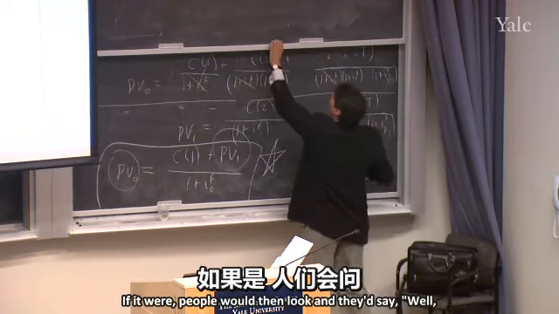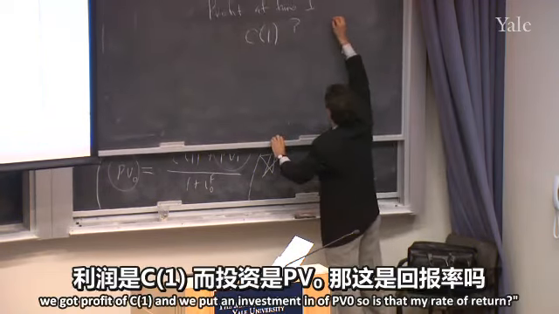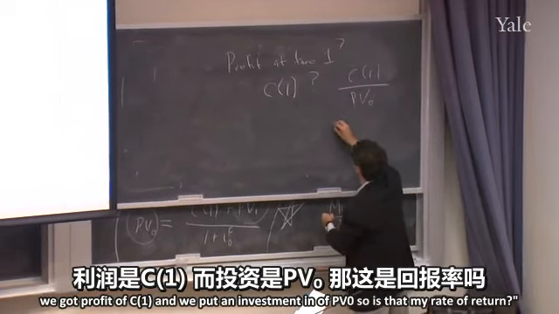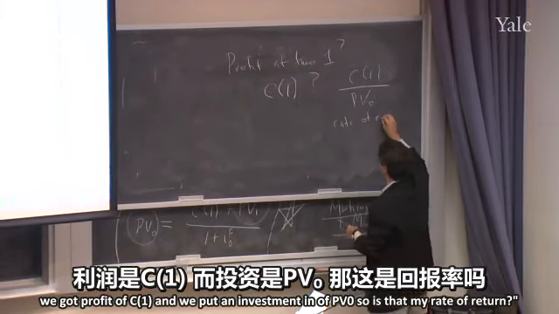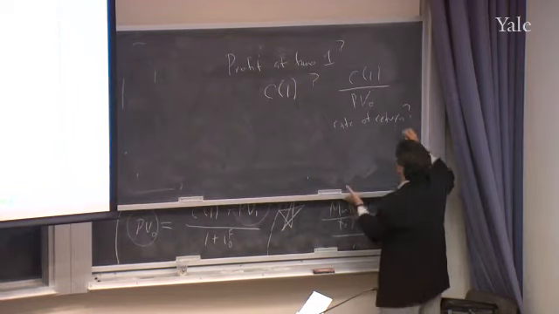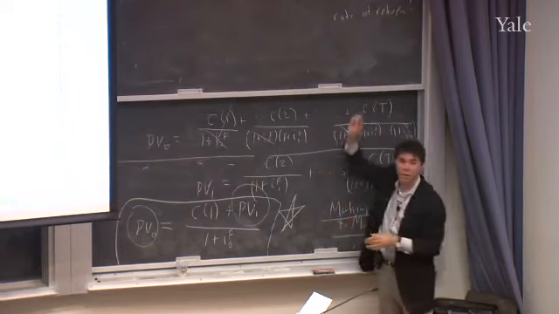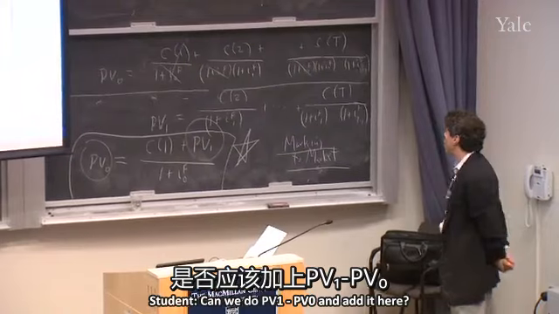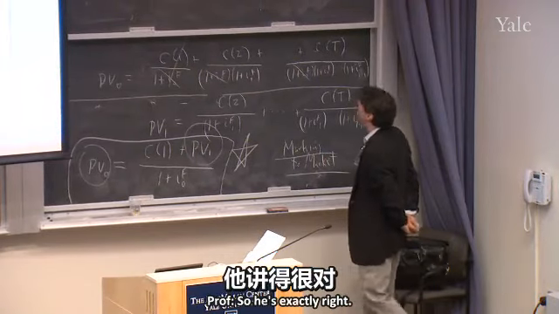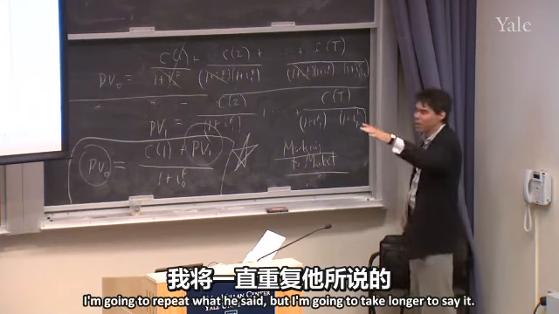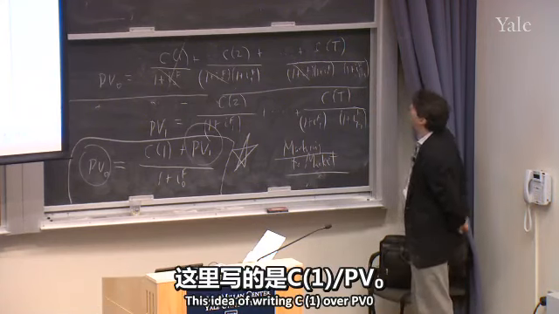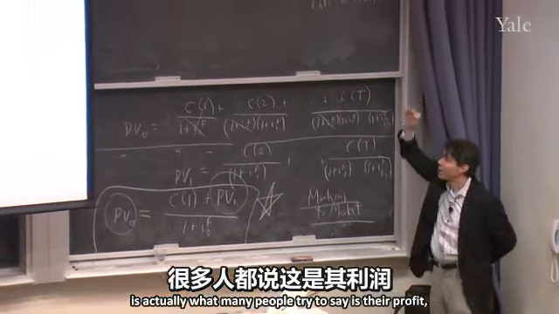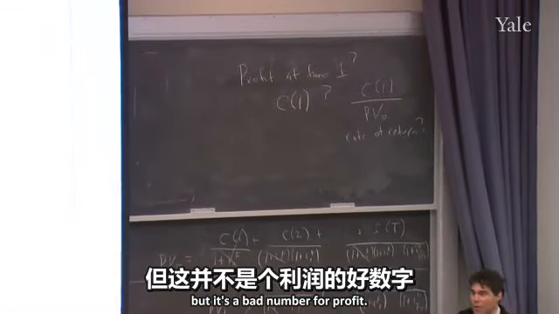Is that your profit? If it were, people would then look and say, well, we got profit of C of 1, and we put an investment in of PV0. So is that the rate of return? Is that my rate of return? Can we do PV1 minus PV0 and add it here? Okay, so C of 1 is exactly right. I'm going to repeat what he said, but I'm going to take longer to say it. This idea of writing C of 1 over PV0 is actually what many people try to say is their profit, but it is a bad number for profit.